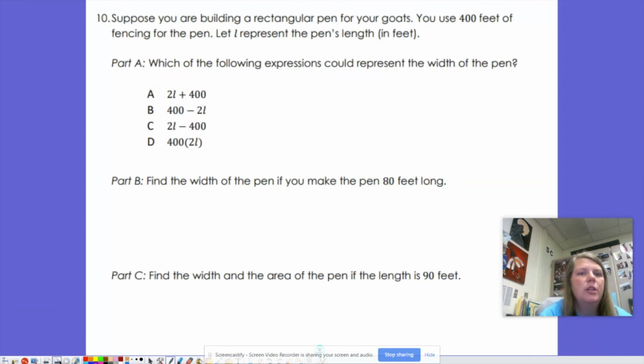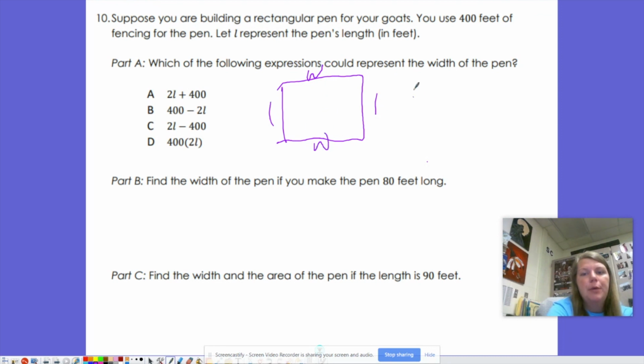All right, and then the last question, number 10. Suppose you're building a rectangular pen for your goats and you use 400 feet of fencing for the pen. Let L represent the pen's length in feet. So which of the following would represent the width? We know that if we're talking about perimeter, so here's my pen, I have width, length, length. So perimeter is 2L plus 2W equals, in this case, 400.